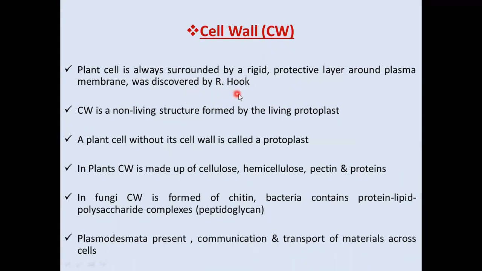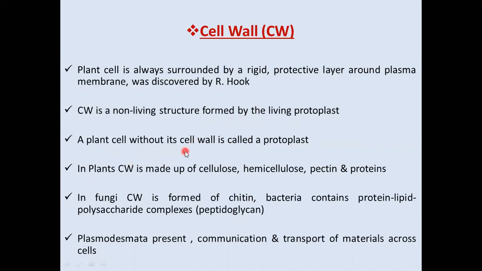So when Robert Hooke examined thin slices of cork cells under a compound microscope, he actually saw cell walls, the honeycomb chamber-like structure he saw was actually a cell wall. So he first discovered the cell wall. The cell wall is a non-living structure which is formed from the living protoplasmic material, and the cell wall is made after the completion of cell division during cytokinesis.